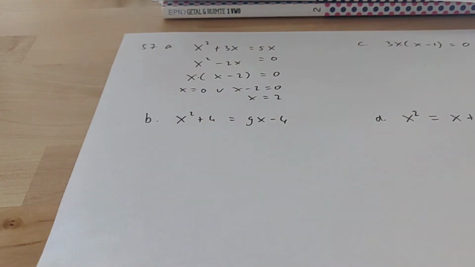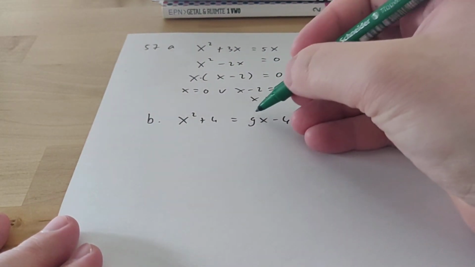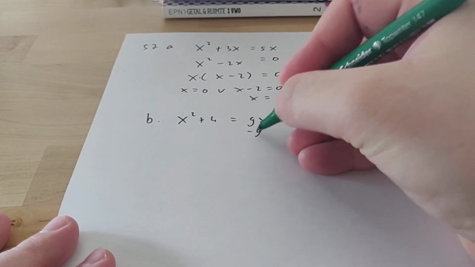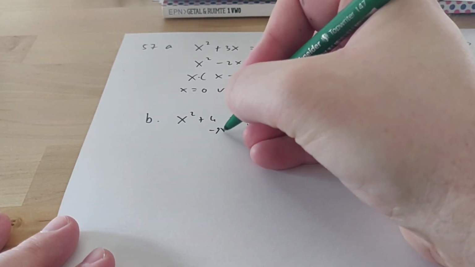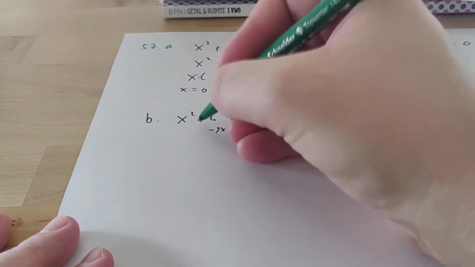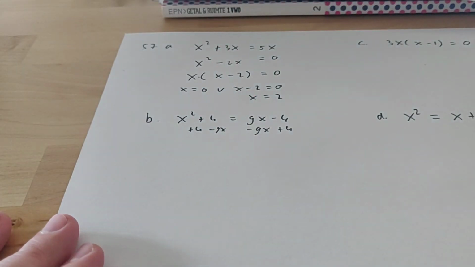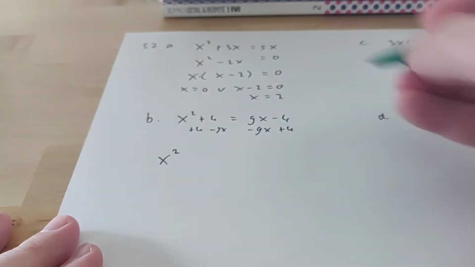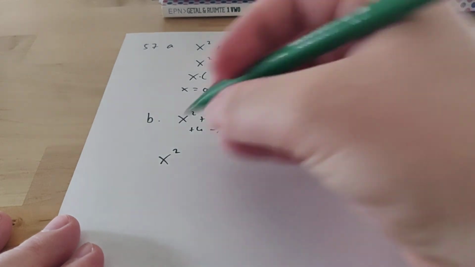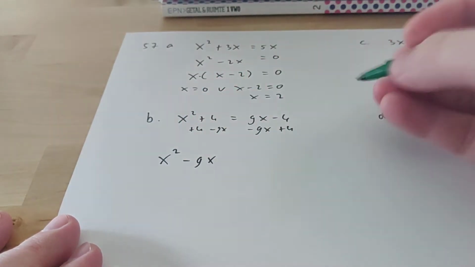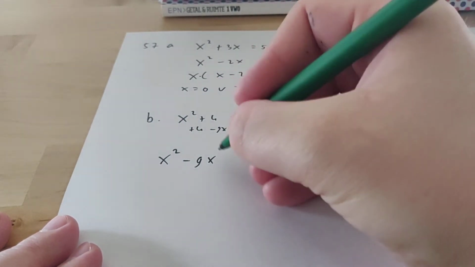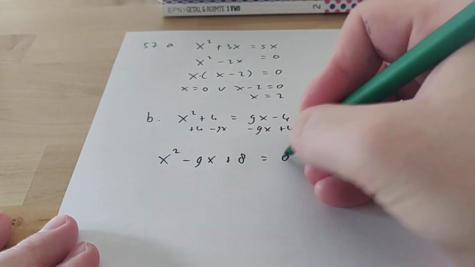Moving on to 57b. Now we have to remove the 9x here. So we're going to do minus 9x, also on this side. And you have to do plus 4, so also plus 4 on this side. What you get is x squared. There was no normal x here, so it's just going to be minus 9x. You already had 4, plus 4 is going to be 8, equals 0.